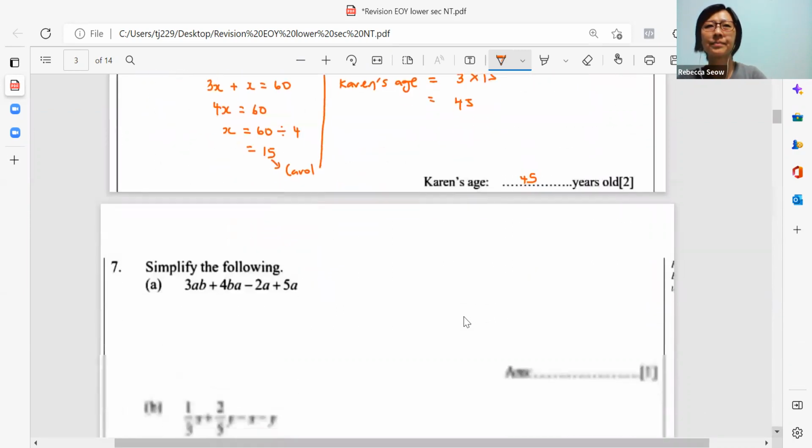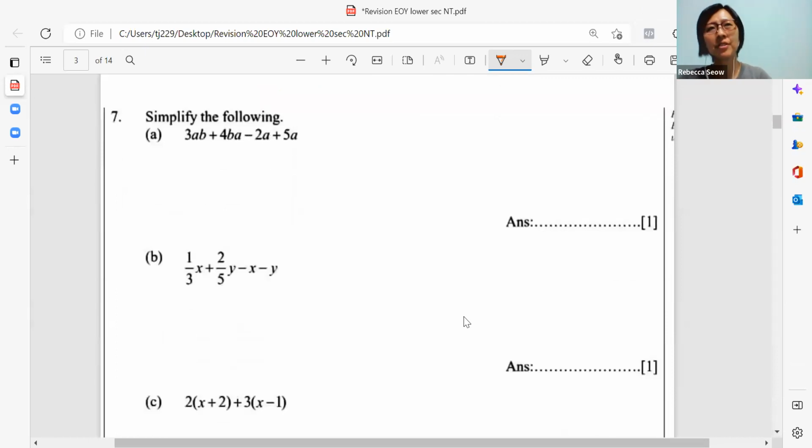Next, simplify the following. Here you see, similar, we see terms that are alike. I see an AB term and a BA term. And remember, I was telling you, an AB term is the same as a BA term because the letters can be written either way. And the other two would be the A terms.